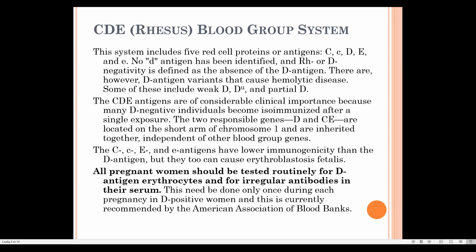The C big, C small, E big, and E small antigens have lower immunogenicity than the D antigen, but they too can cause erythroblastosis fetalis. All pregnant women should be tested routinely for D antigen erythrocytes and for irregular antibodies in their serum. This need be done only once during each pregnancy in D-positive women, and this is currently recommended by the American Association of Blood Banks.